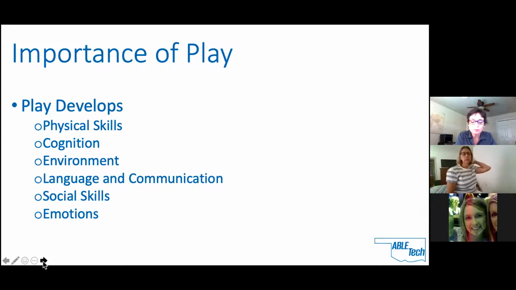So like I said, the importance of play, it develops not only your physical skills and your cognitive skills, but language and communication. It develops social skills from a very early age, emotions, and exploring the environment, knowing what's in the environment, and being able to process and regulate sensory input. That's a very important piece for kids.